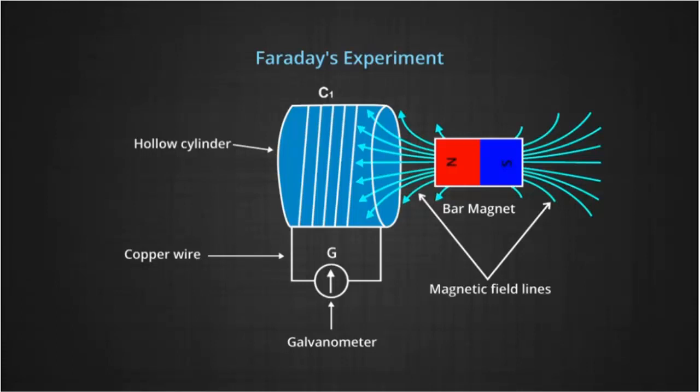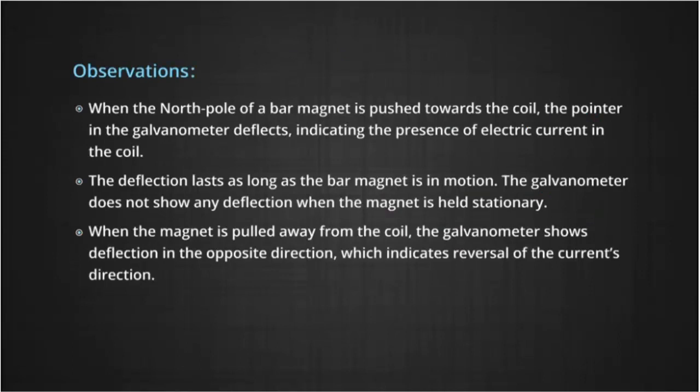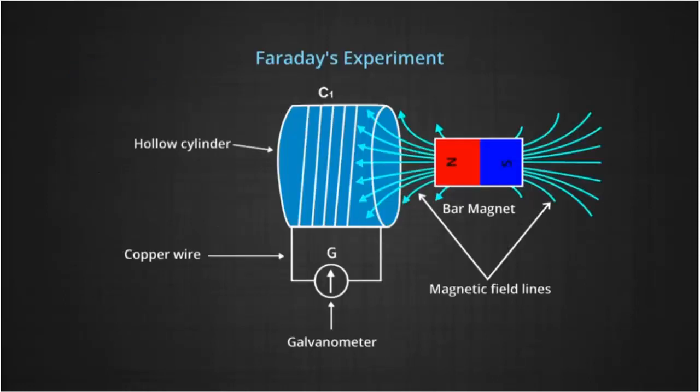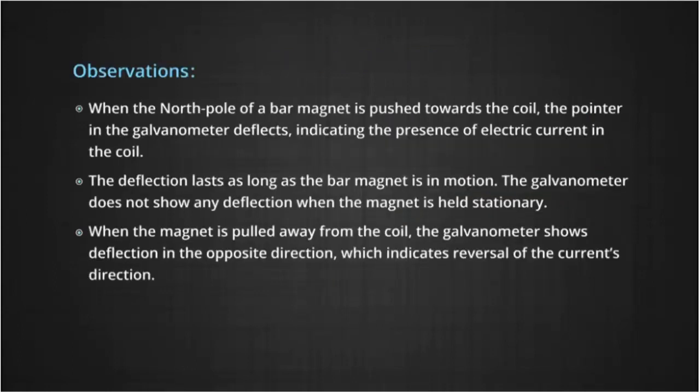We observe that when the north pole of a bar magnet is pushed towards the coil, the pointer in the galvanometer deflects, indicating the presence of electric current in the coil. The deflection lasts as long as the bar magnet is in motion. The galvanometer does not show any deflection when the magnet is held stationary. Now when the magnet is pulled away from the coil, the galvanometer shows deflection in the opposite direction, which indicates the reversal of the current's direction.